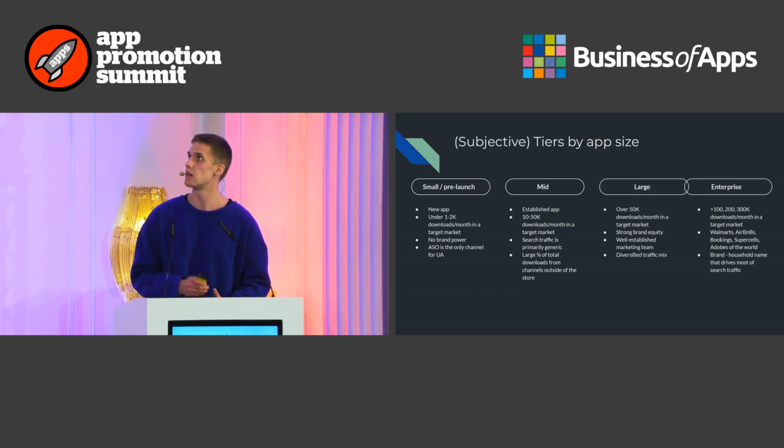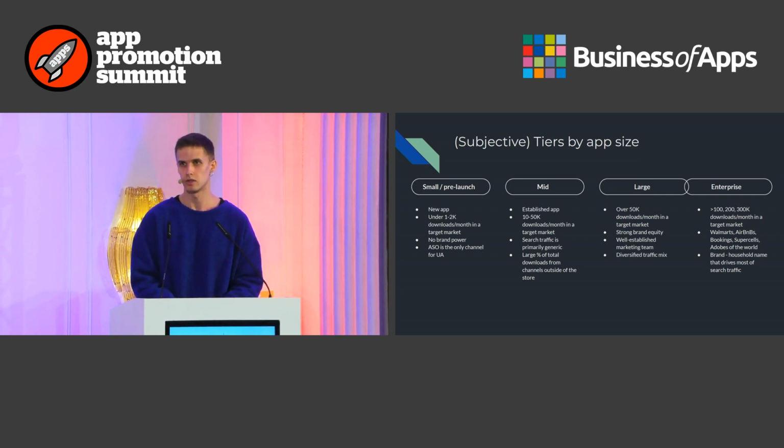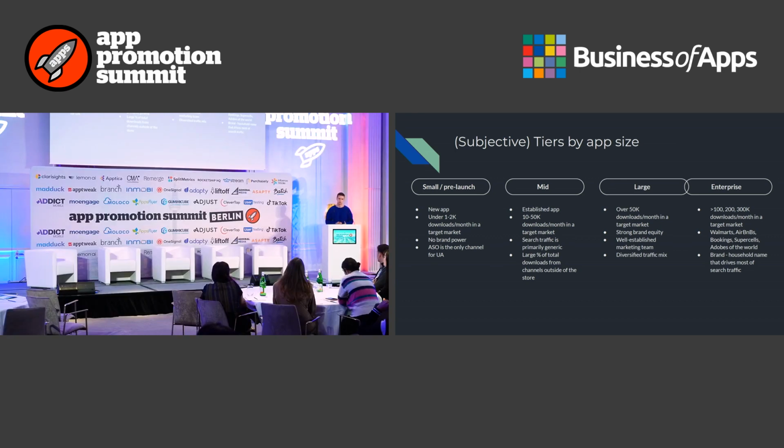Here, just one thing. I'm talking about downloads per month in a target market because basically that's how ASO is done. You do keyword optimization on the storefront level. You do A/B tests on a storefront level. You never test on all of the traffic.